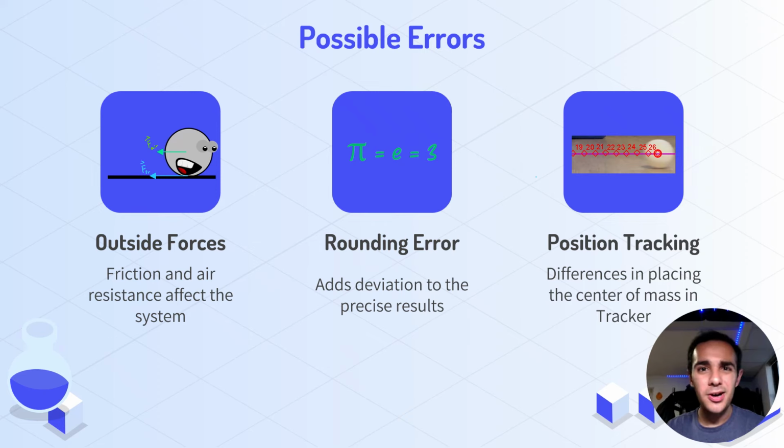All right, so what are some possible errors? First up, we got outside forces. And now's a good time to differentiate between the system and surroundings. The system is what we're studying, in our case, the ping pong ball. And the surroundings is literally everything else. It could even be some random dude up in space. As the ping pong ball is rolling, the surroundings, such as the ground or air molecules, are pushing against it, slowing it down, and that skews our ideal results. Next up, we got rounding errors, and this can add deviations to precise results. And lastly, position tracking. There were differences in manually placing the center of mass in Tracker.